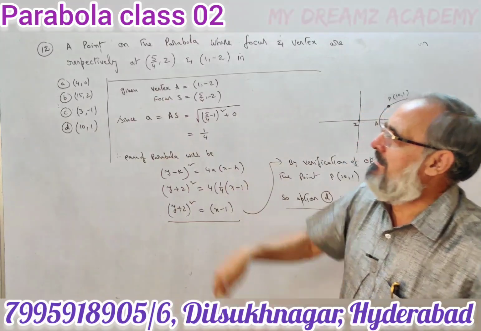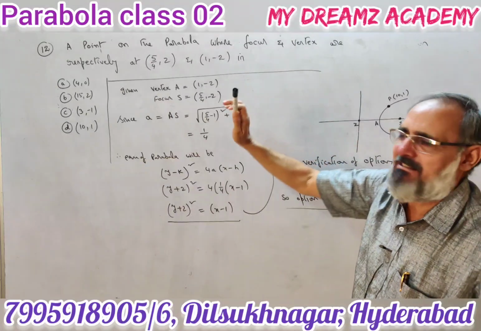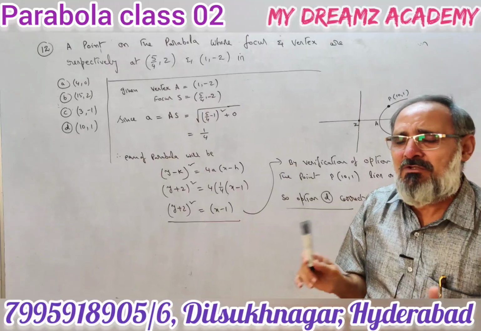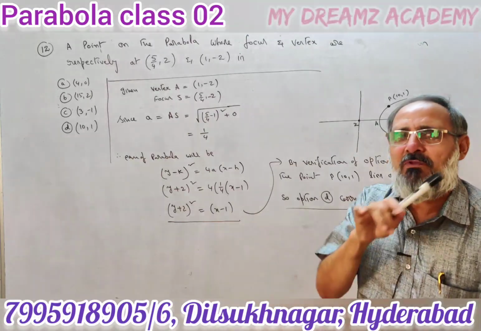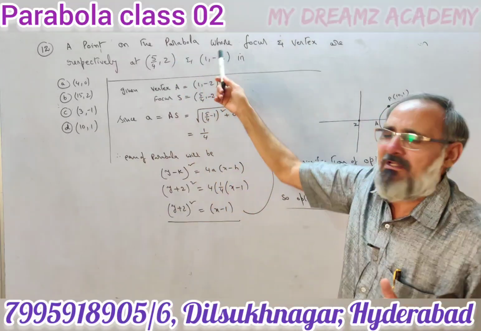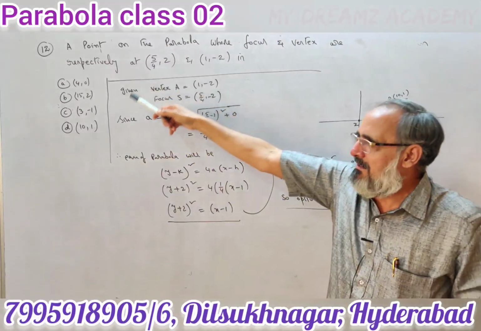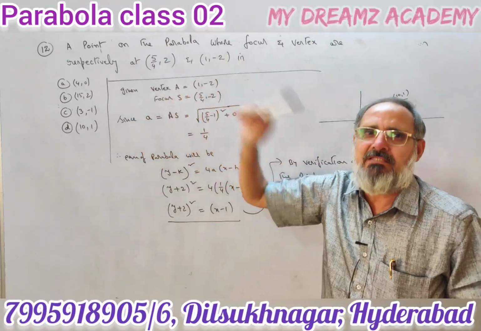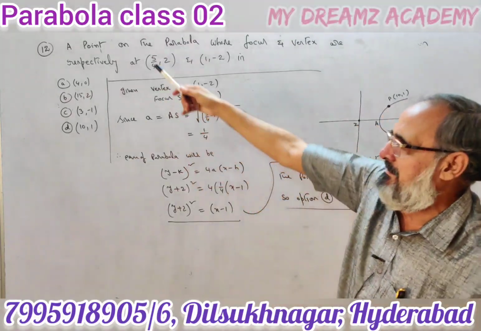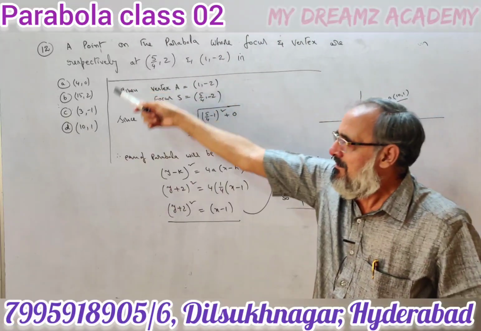Yes, the next question: a point on the parabola whose focus and vertex are respectively given. What is the difference between the 11th and 12th? The 11th has focus and directrix given, and we frame the equation of the parabola. Now focus and vertex are both given. Indirectly they are asking which of the 4 given points lies on the parabola, so first you have to frame the equation of the parabola.